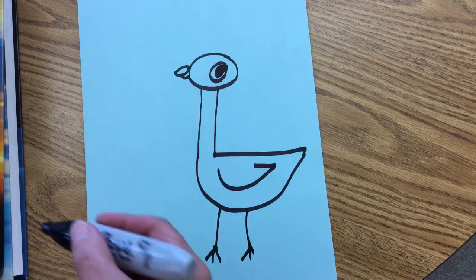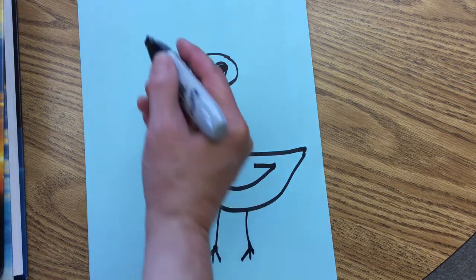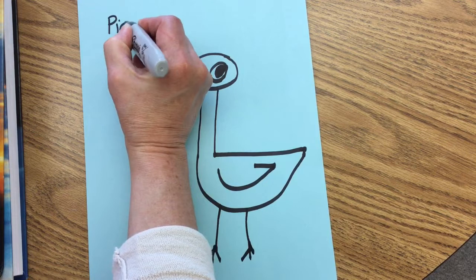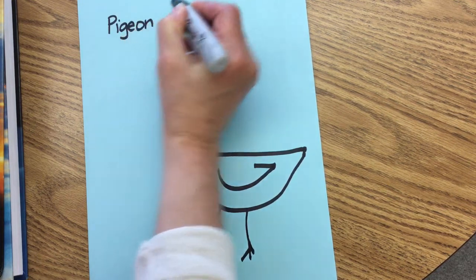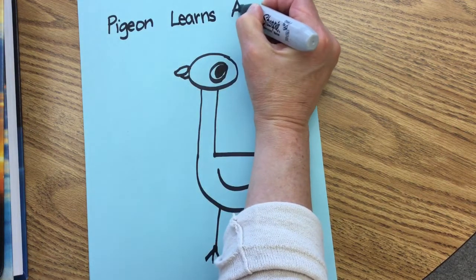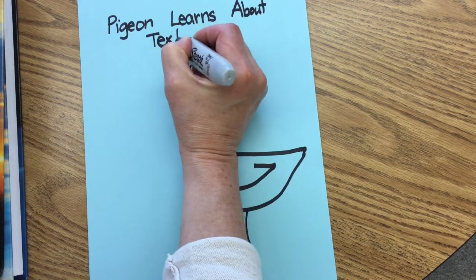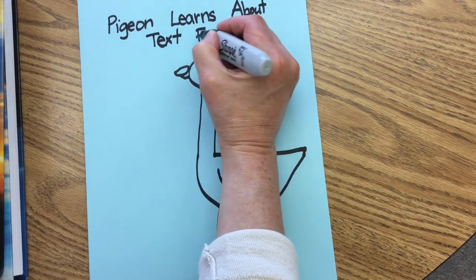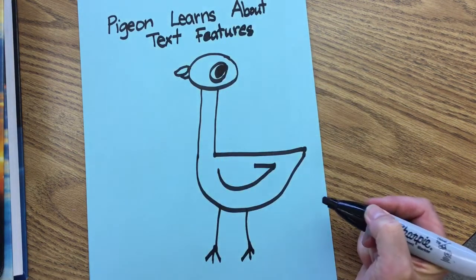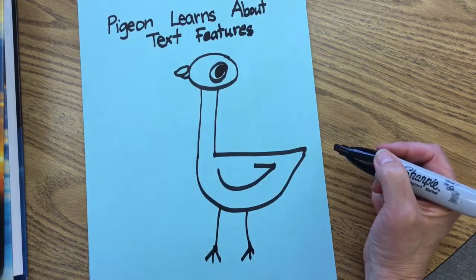And one text feature we're going to work on, we're going to add to this, is the title. And we're going to call it Pigeon Learns About Text Features. That's going to be our title, and that is a text feature. Excellent. There we go.